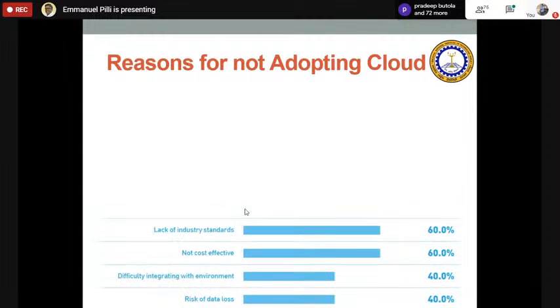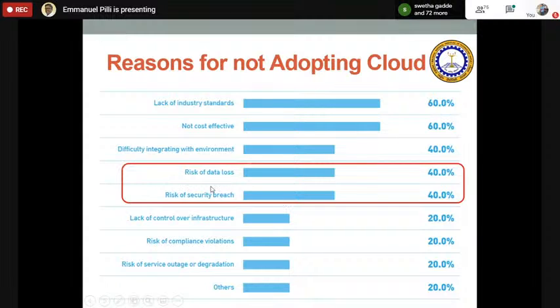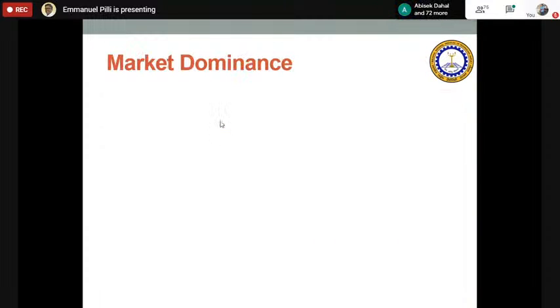So what are the reasons for not adopting cloud? Of course, this is not the only reasons. They surveyed the companies and found what the main reasons are. You look at security, it is not among the top reasons. Risk of data loss and risk of security breach only come almost at the 4th and 5th position, and none of the others are actually security related. So cloud security is not the reason why people are not adopting. There are other reasons why people are not adopting.